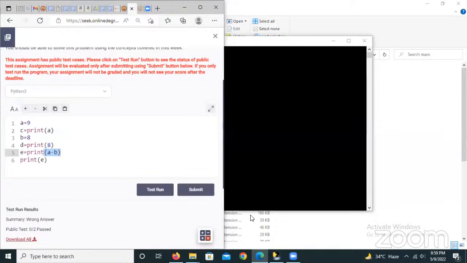Swati Bansal, you should be accepting input from the user. I think we should use just int input. The 9 and 8 are just for illustration purposes. You should be accepting input from the user.